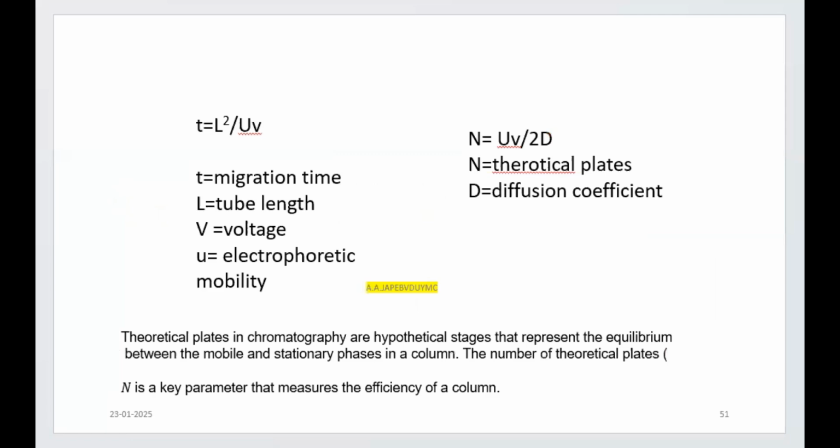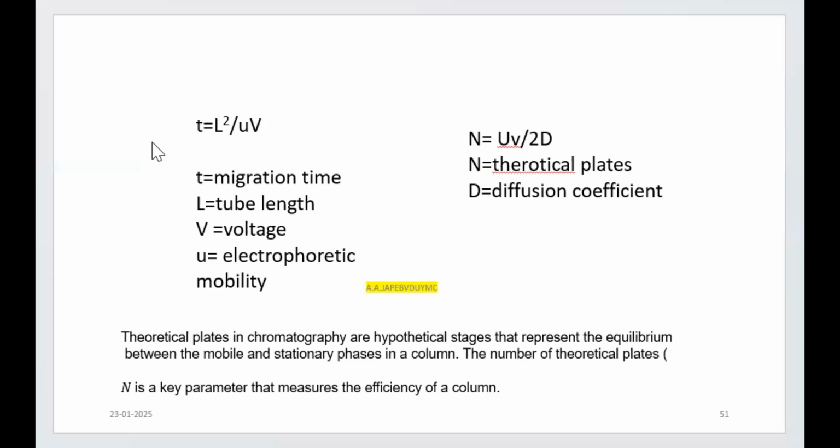Now let's look into the basic important equations which are related to capillary electrophoresis. Here I am showing the first equation, that is T equal to L square upon mu V. I'm sorry, here mu is small and V is capital, right? Yeah, this is the equation. So T is the time for migration, L is the tube length, V is the voltage applied, and mu is the electrophoretic mobility of the analyte. How to calculate mu? We have learned it earlier also.